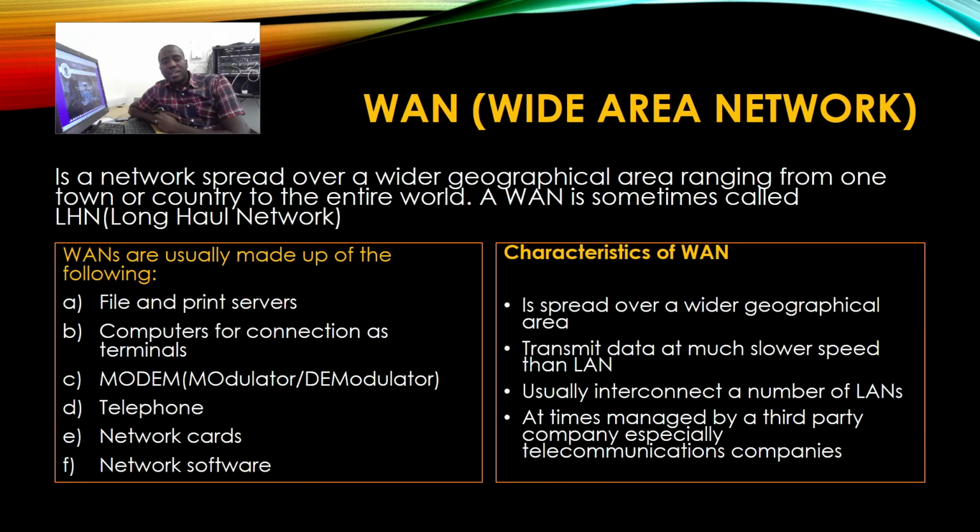A wide area network is basically a network that is spread over a wider geographical area, ranging from a town or country to the entire world. A WAN is sometimes called an LHN, which is short for long haul network. So basically what that means is that a WAN is not limited to only a building. A WAN expands to the whole world, meaning a computer here in Namibia can be connected to a computer in the United States, to a computer in Australia, or wherever. So when you have that type of connection, we call it the wide area network.